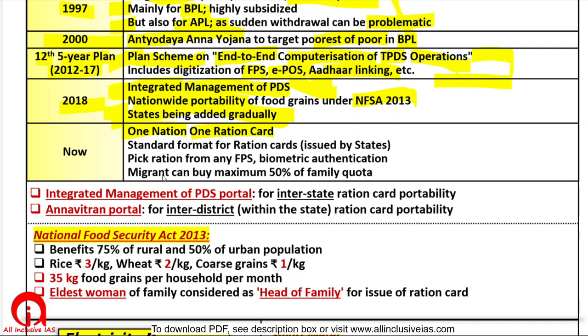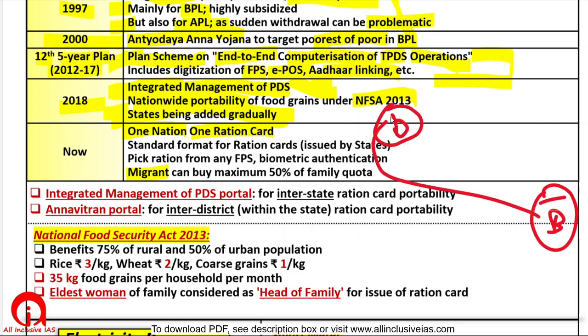However, the government has put some restrictions. Suppose a person is originally from Bihar, his family is still living there, and he comes to Delhi. So from the Delhi FPS shop, the ration dukan, he can get 50% of his quota, and 50% of the quota can be taken by his family in Bihar. So both can enjoy the benefits of cheap ration.